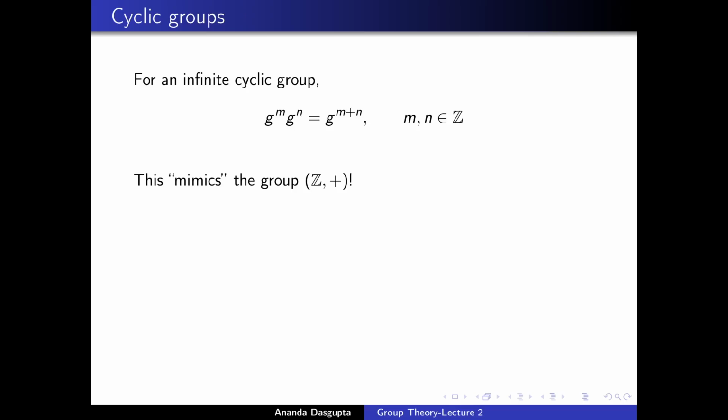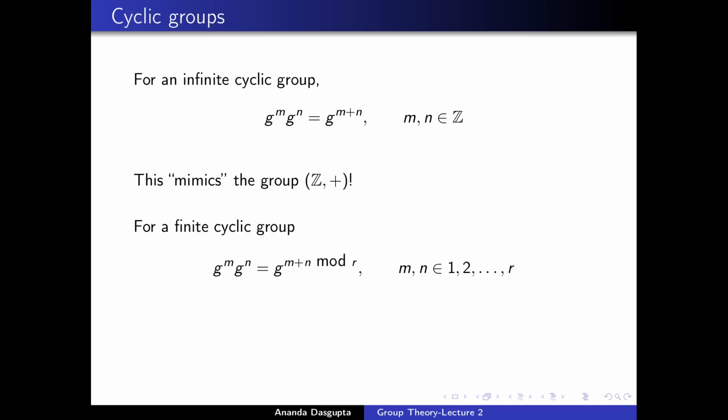Now, things are slightly more complicated when you have a finite cyclic group. There, if you multiply g to the m by g to the n, you do not get g to the m plus n. Remember, the power for a finite group has to stay within r. What you have is m plus n modulo r. That is the remainder which you get when you divide m plus n by r. So, basically, things keep on repeating after r, as we have already seen.